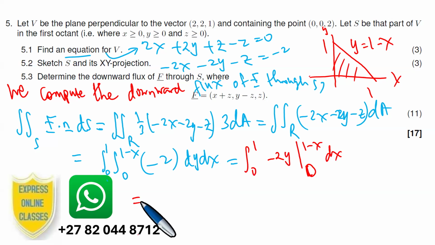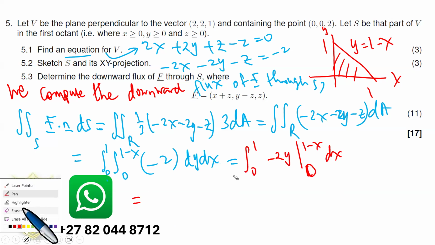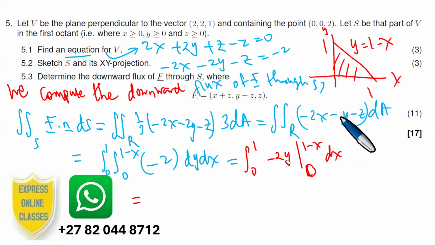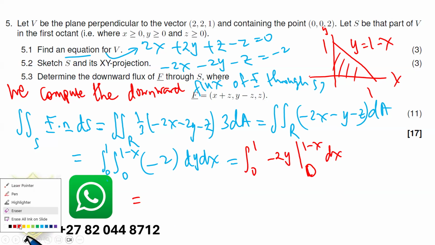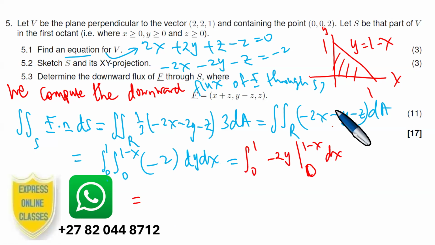Why did we ignore the equation, the one that you're pointing at now? That's interesting, but we did not ignore it. What we did was, we already know the equation for the plane V. What is the equation for the plane V? We got it in 5.1. It was 2x plus 2y plus z minus 2 equals 0.